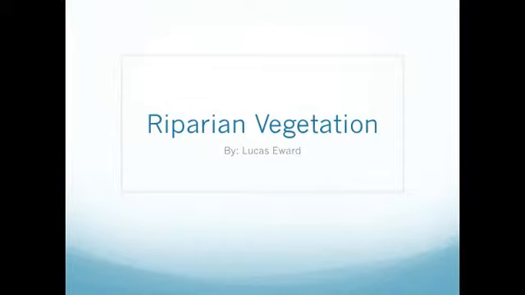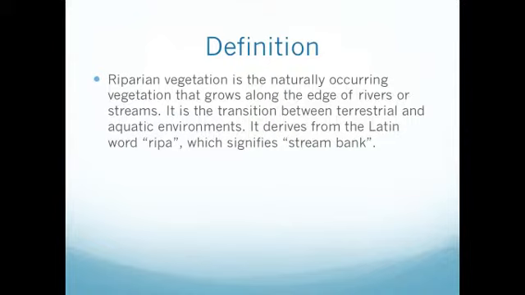Riparian vegetation is the naturally occurring vegetation that grows along the edge of rivers and streams. It is the transition between terrestrial and aquatic environments. It derives from the word ripa, which signifies stream bank, in Latin.